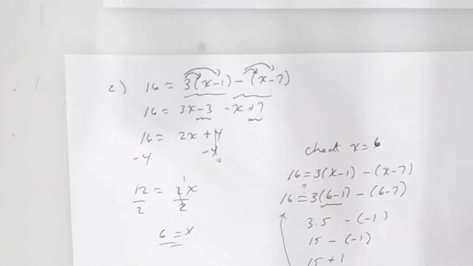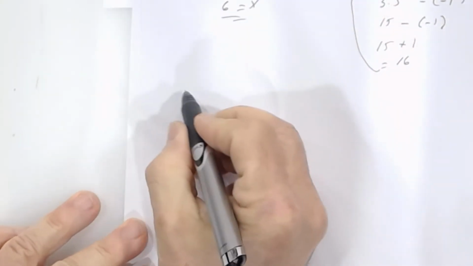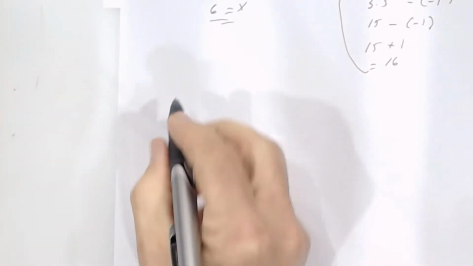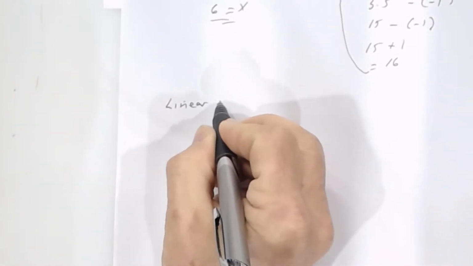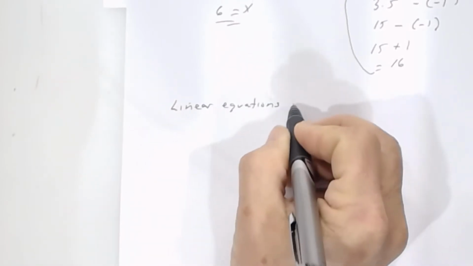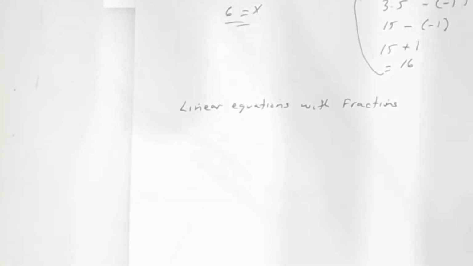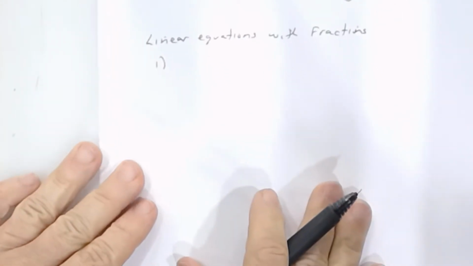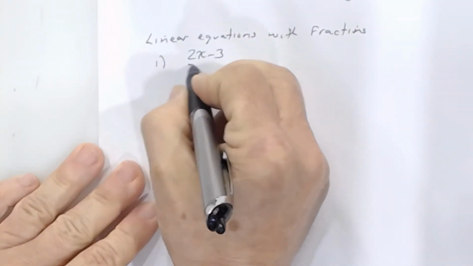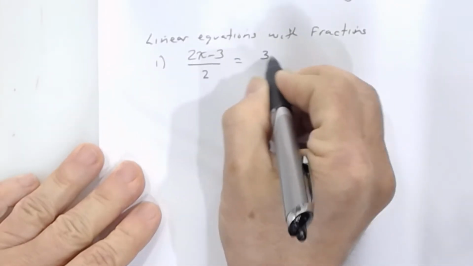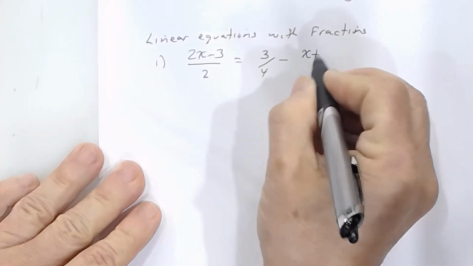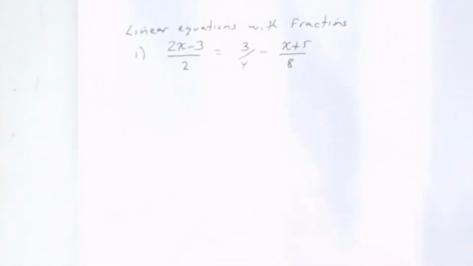Okay, now let's do one with a fraction in it. So these are going to be linear equations with fractions. All right, so linear equations with fractions. Okay, number one, we have 2x minus 3 divided by 2 equals 3/4 minus x plus 5 divided by 8. So 2x minus 3 divided by 2 equals 3/4 minus x plus 5 divided by 8.